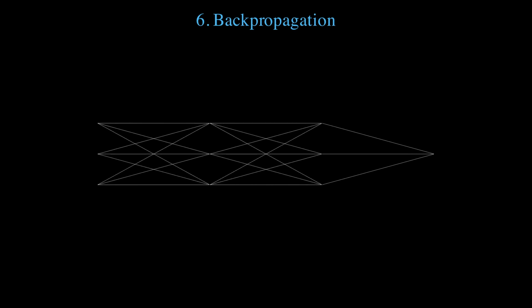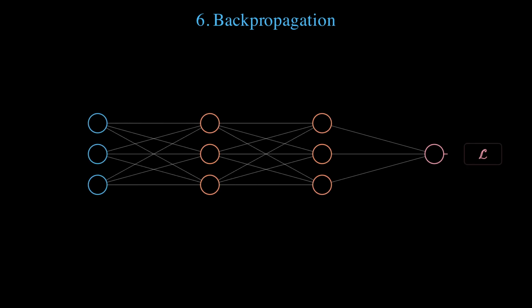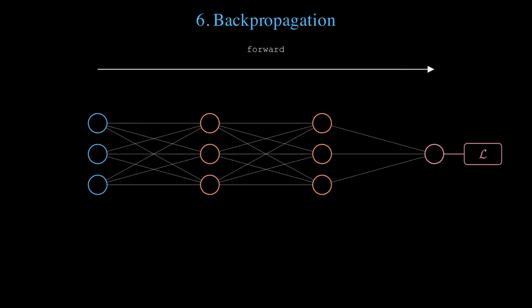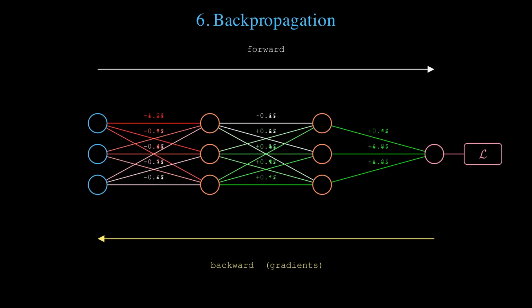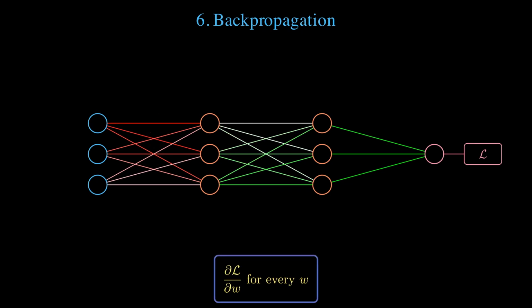We now know how wrong the network is, but which weights cause the error? That's what backpropagation answers. It takes the loss and sends it backwards through the network, from the output through every hidden layer back to the first layer. At each step, it computes for every single weight exactly how much that weight contributed to the error. This is known as a partial derivative. It tells you the rate at which the loss changes when you nudge that specific weight.